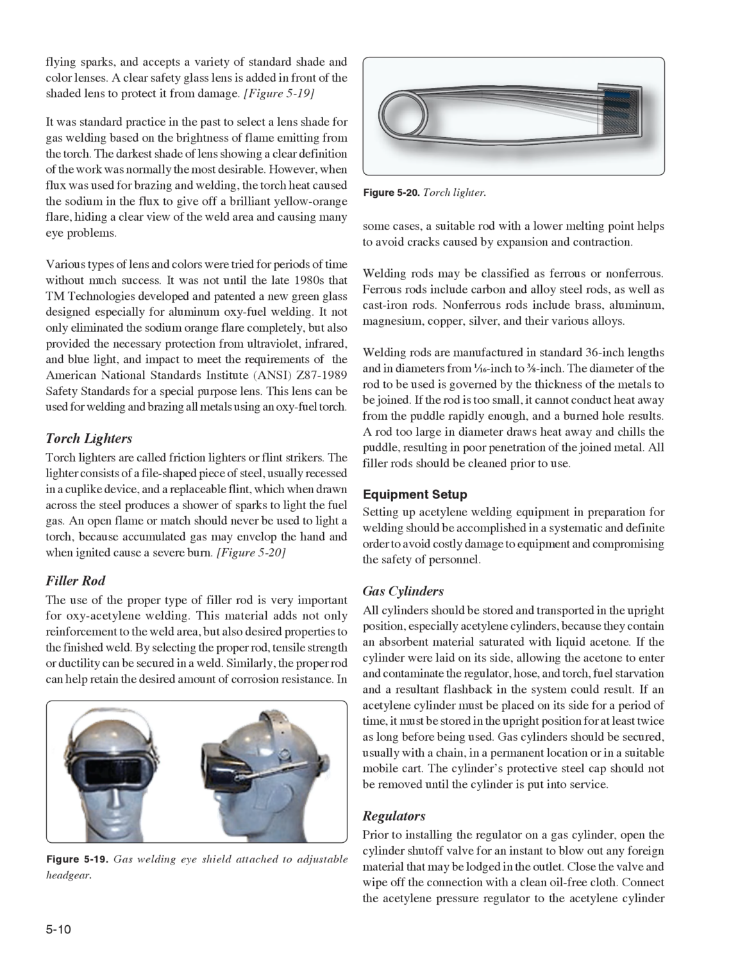Figure 5.19. It was standard practice in the past to select a lens shade for gas welding based on the brightness of flame emitting from the torch. The darkest shade of lens showing a clear definition of the work was normally the most desirable. However, when flux was used for brazing and welding, the torch heat caused the sodium in the flux to give off a brilliant yellow-orange flare, hiding a clear view of the weld area and causing many eye problems. Various types of lens and colors were tried for periods of time without much success.